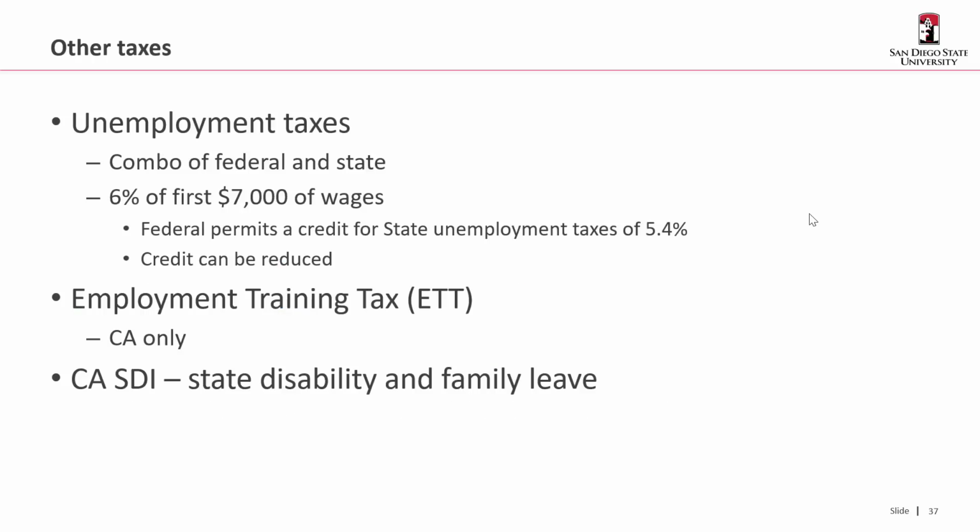So another tax is unemployment taxes. This is a combination program between the federal government and state governments. And it's a tax of 6% on the first $7,000 of wages. That 6% is paid by the employer, or at least the cash is paid by the employer. There's no withholding from your paycheck. But the federal government permits a credit for state unemployment taxes of up to 5.4%. However, that credit can be reduced.